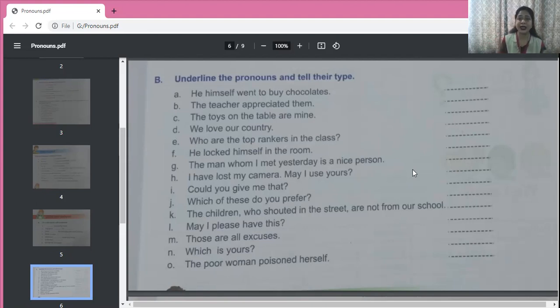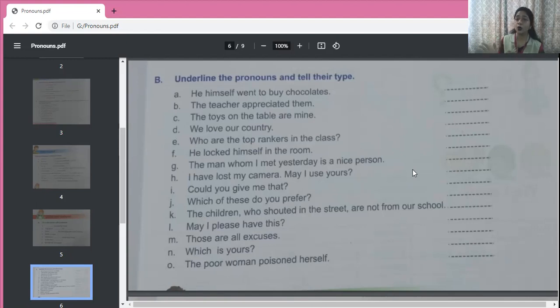I have lost my camera. May I use my camera? My is possessive adjective, not pronoun. May I use yours? Yours is possessive pronoun. Could you give me that? That is demonstrative pronoun. Which of these do you prefer? So which, interrogative pronoun. These, demonstrative pronoun. The children who shouted in the street are not from our school.